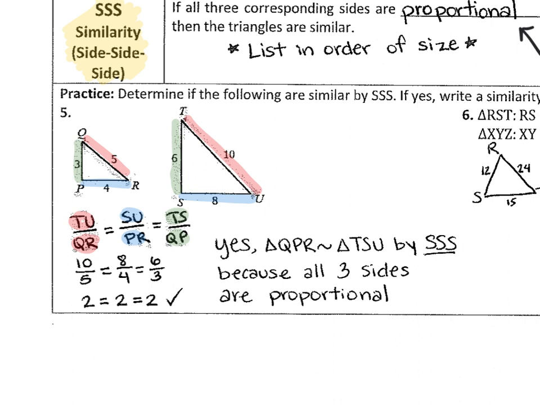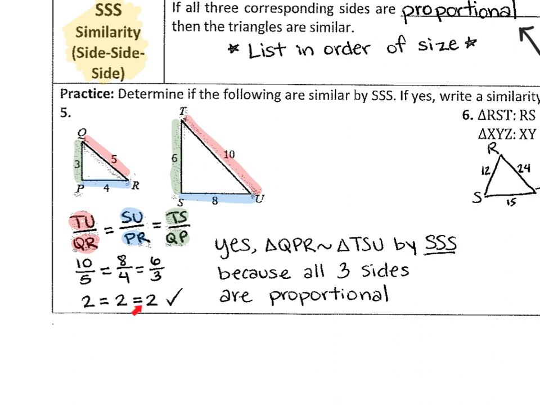Any idea where the 10 came from? Yeah, from TU, the big triangle, the new one is 10, so I put the 10 up there. The 5 is the number on the red side, so I put the 5 here. Do we see that? So the blue numbers go where the blue letters were, and the green numbers go where the green letters were. At this point, you just need to actually calculate those fractions. 10 divided by 5 is 2. 8 divided by 4 is 2. 6 divided by 3 is 2.